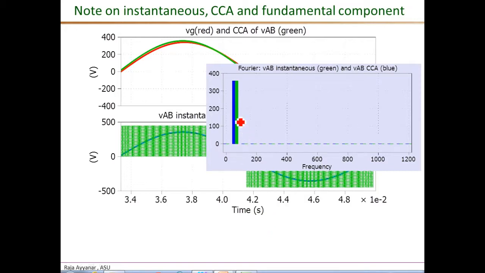So let's look at the magnitude at 60 Hertz. Okay, that's 60 Hertz at this point. Both the instantaneous and the average have this magnitude here, which is actually 356 volts, the magnitude of the VAB phasor. And only this component is used in the phasor analysis.